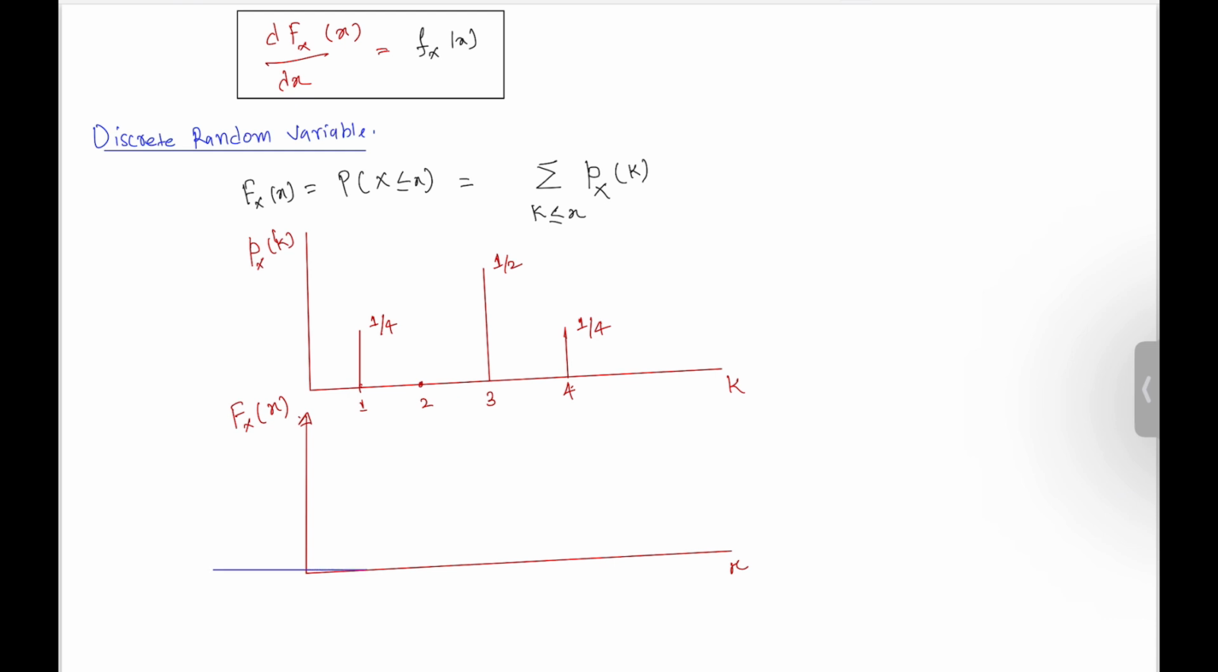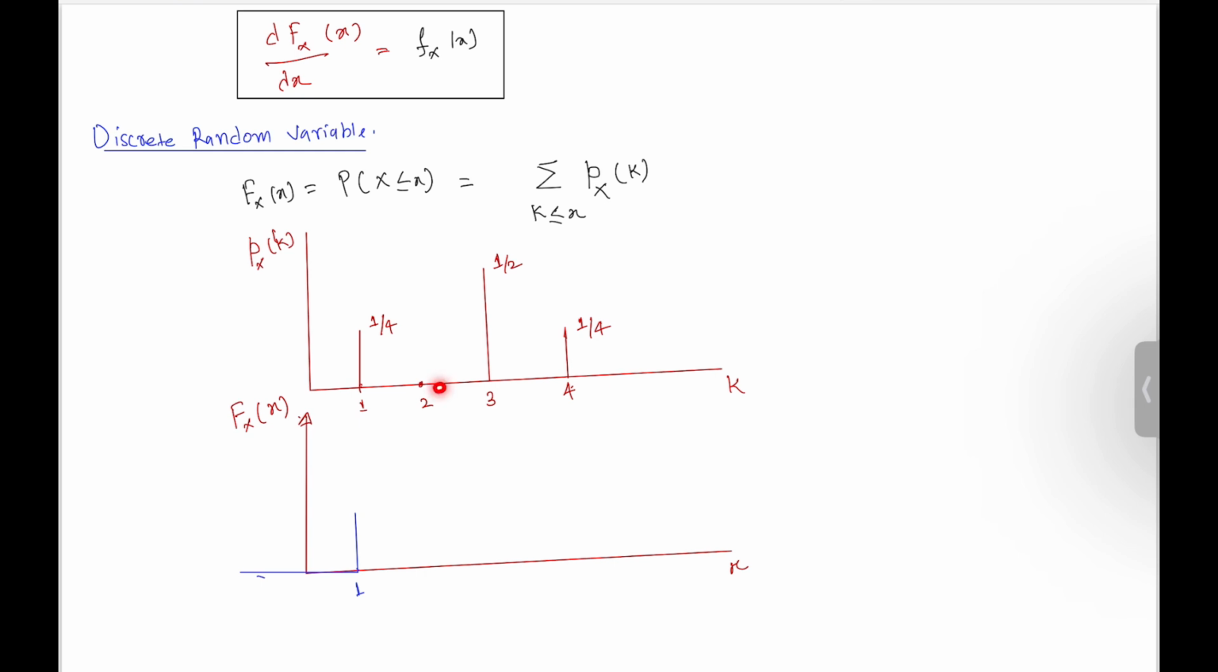right? And let's say the x is somewhere around here, right? Then you will sum over all the probabilities till x. So you will get this 1 divided by 4. So from this point, that is x equals 1, you will have a jump of 1 divided by 4, right?